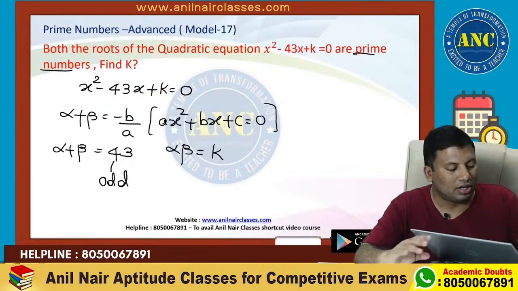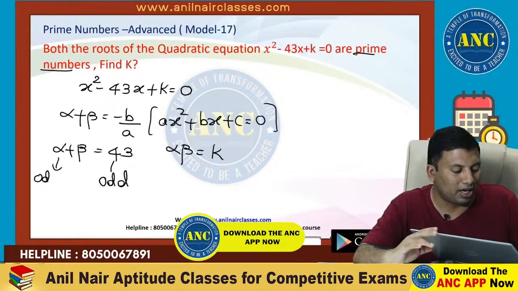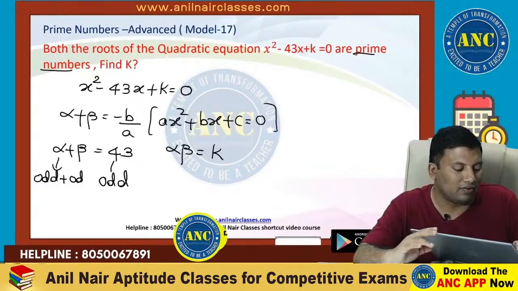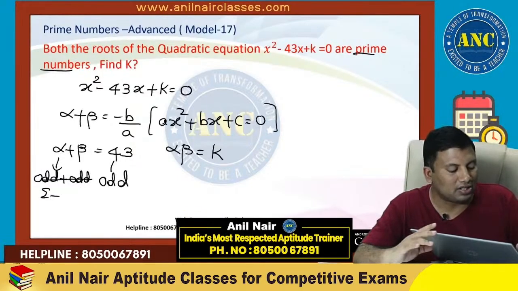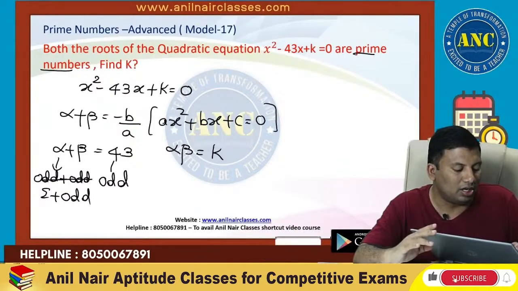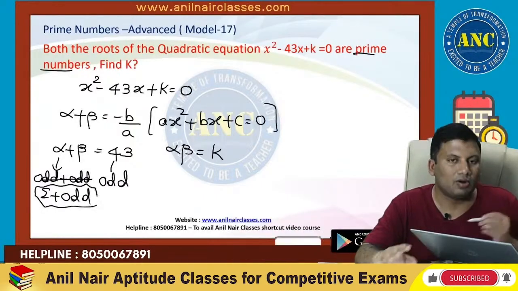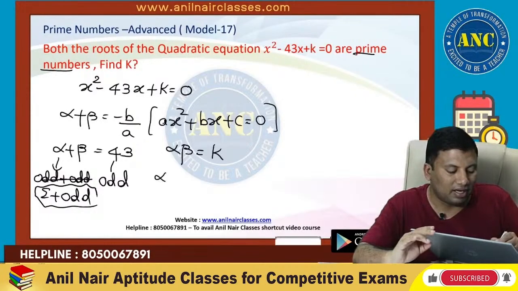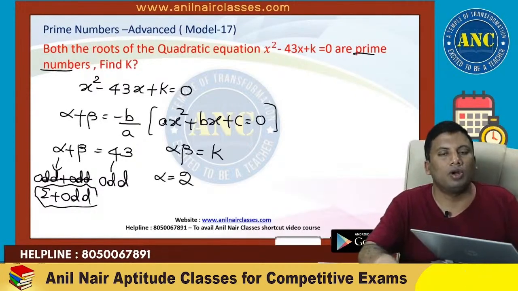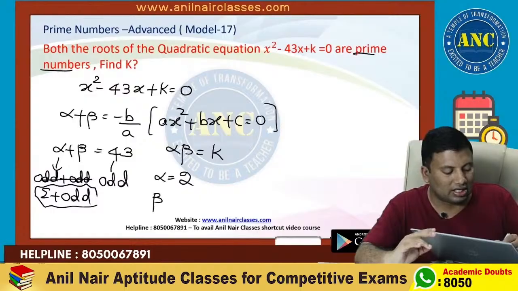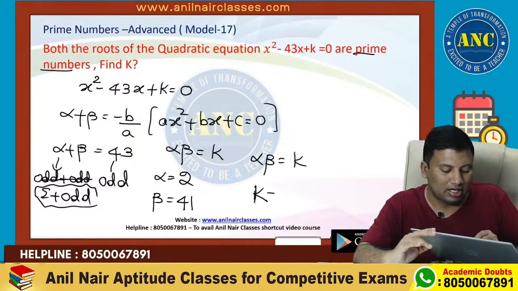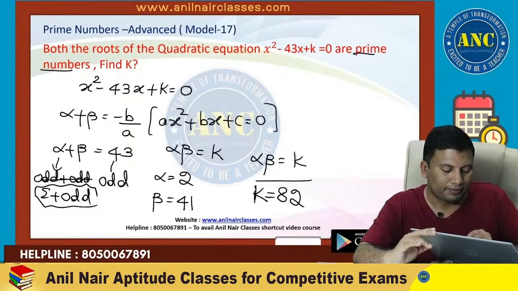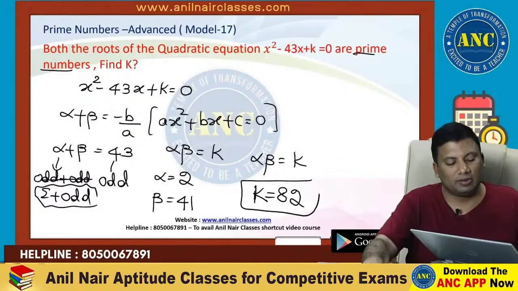Now if I take two odd primes, odd plus odd will result in an even number. Not possible. Even plus odd can only give me odd. So alpha is an even number, and the only even prime is 2. So the other root is 41. The product of the roots is nothing but k. So k is nothing but 82.